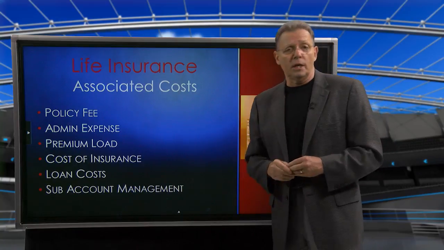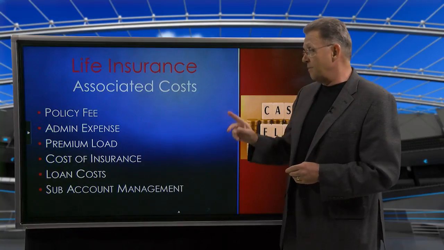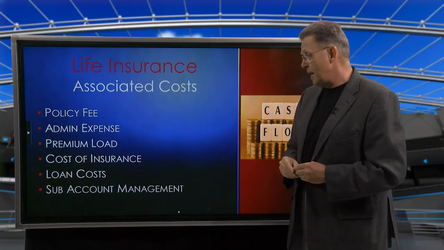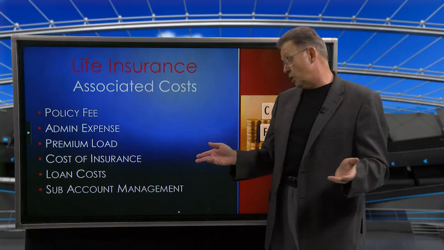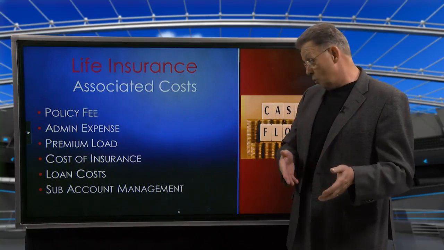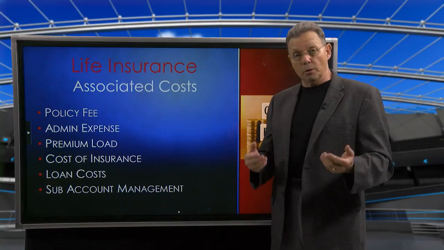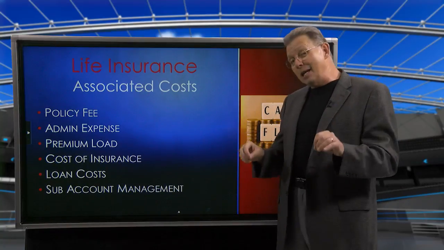Life insurance, does it have costs? It sure does. It has a policy fee. It has administration expense. It has a premium load. It has cost of insurance. It has loan costs if you take your own money out of your own contract. And if you're in variable, there are also sub-account management costs.